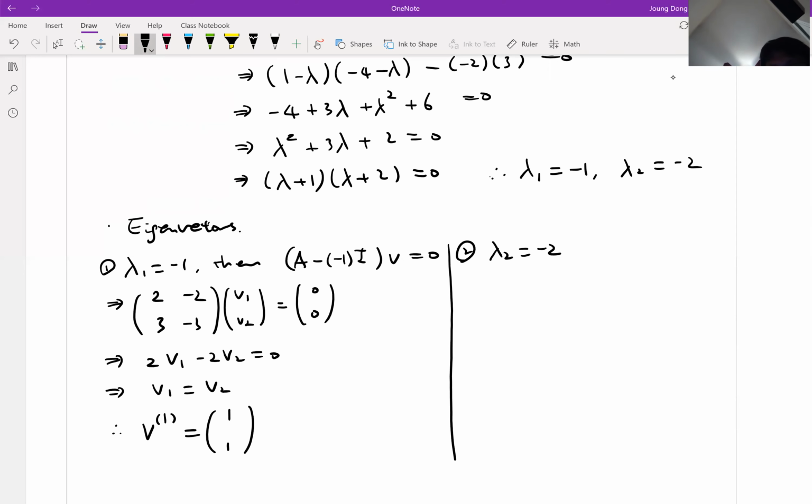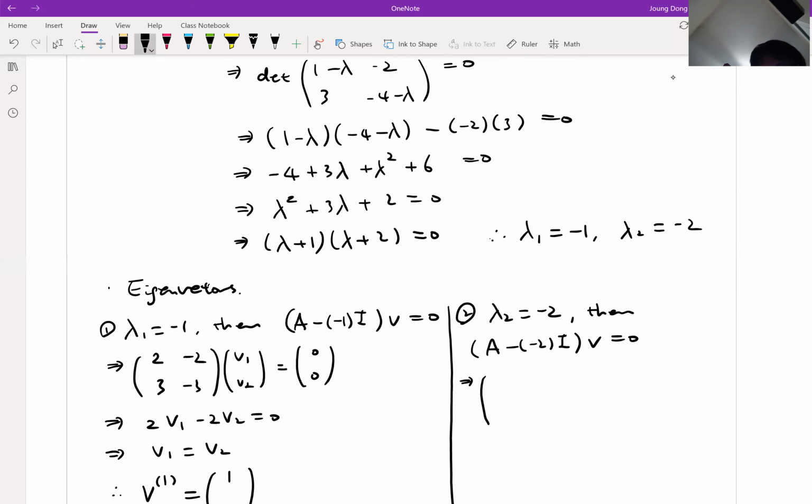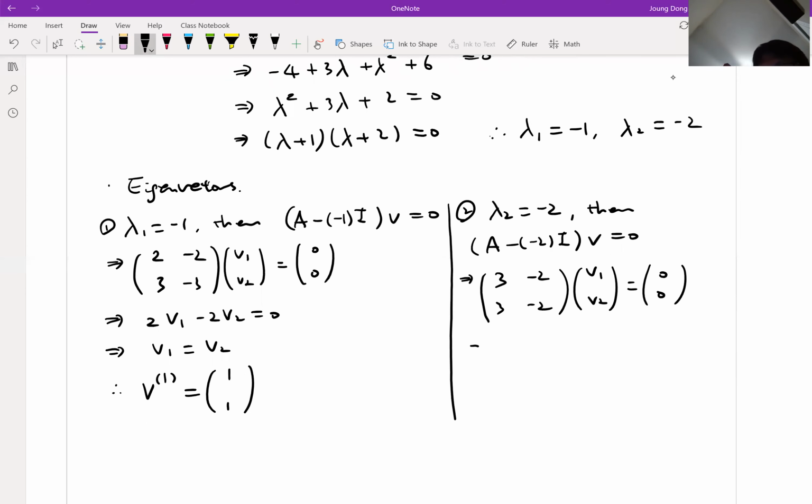That is the -2 case. Then we will do the same thing. Since I don't have enough space, let me do it this way. Then it is A plus 2. 1 plus 2 is 3, -2, 3, -4 plus 2 is -2, times V1, V2. It always happens in this form. Again, they are the exact same thing, so we can say 3V1 minus 2V2 equals 0, which means 3V1 is equal to 2V2.